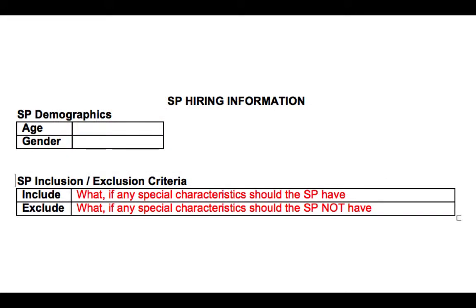The other part of the first page has to do with SP case demographics, their hiring information. I will fill in the age and gender for you. I have a limited number of SPs that we'll be using, and so therefore I will assign a standardized patient to you with a specific age and gender. But one thing that you might want to write in is what's called SP inclusion and exclusion criteria. So you might want to be very specific about what special characteristics the standardized patient playing the case should have.